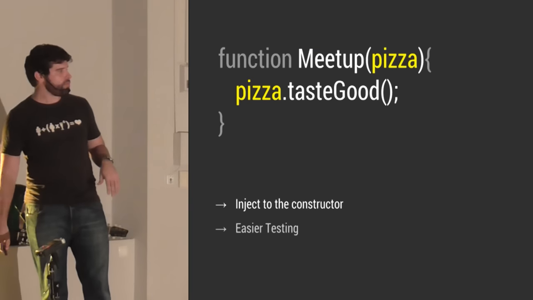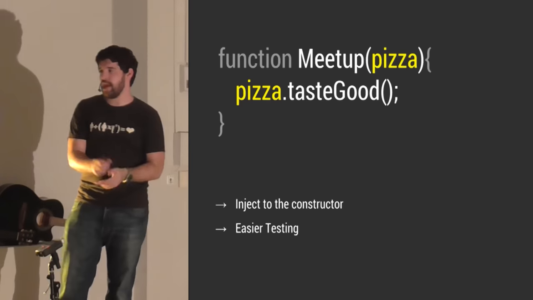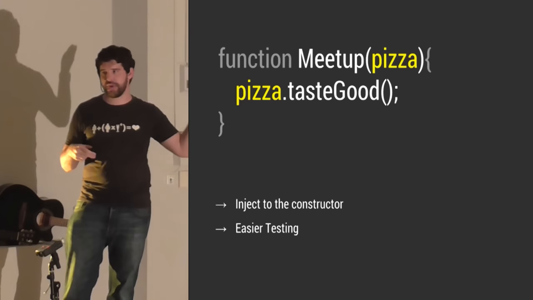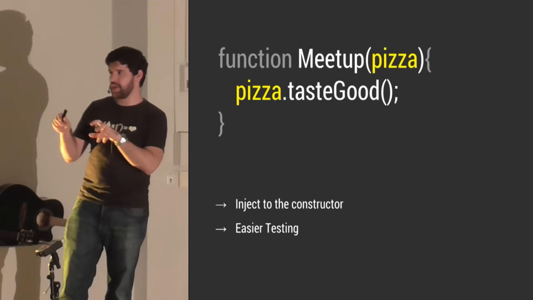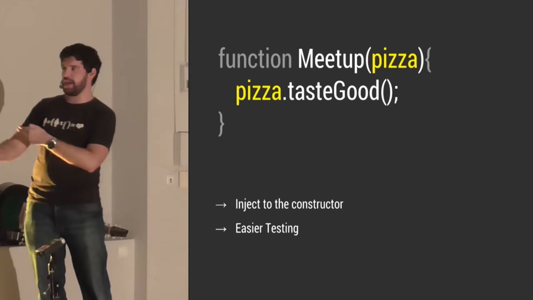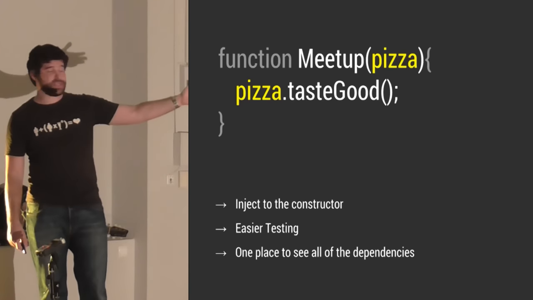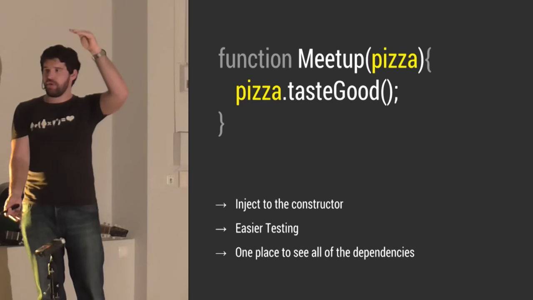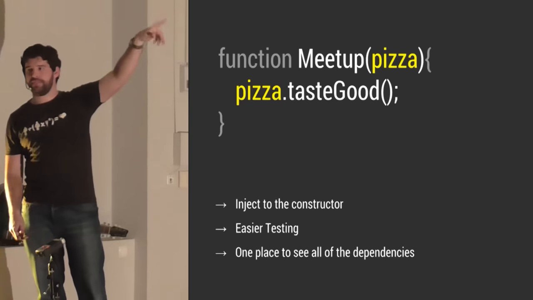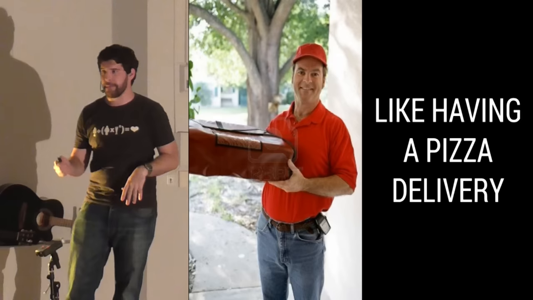So it's easier for unit testing, you can just pass a mock object to the constructor and it will have the taste good method and you can spy on it and see how many times it got called and stuff. You can see in one place all of the dependencies, not scattered around the code. You can see the meetup needs pizza and speaker and, I don't know, beers and stuff.